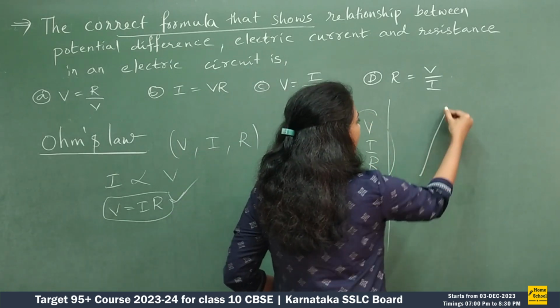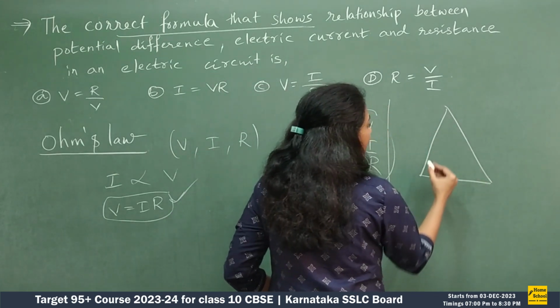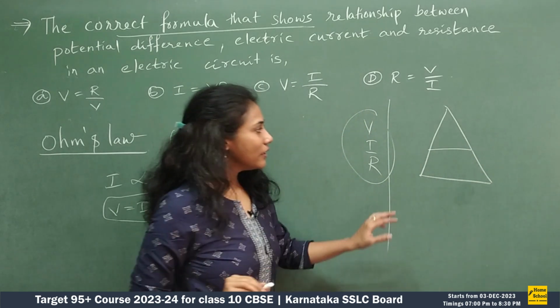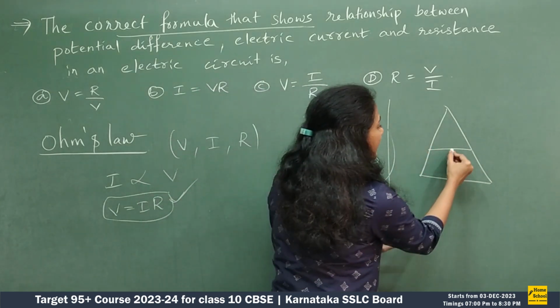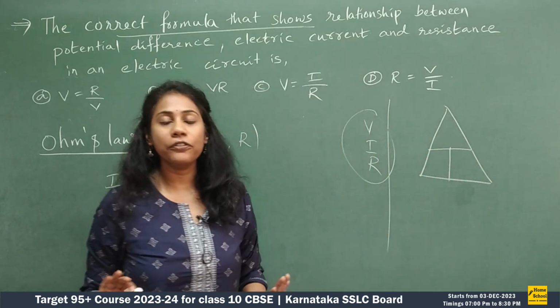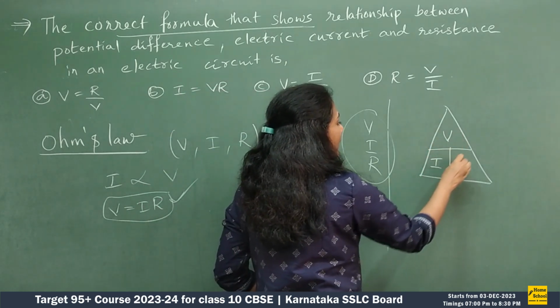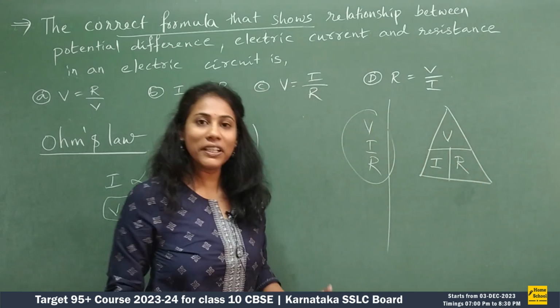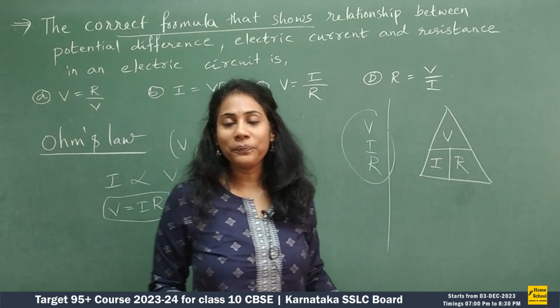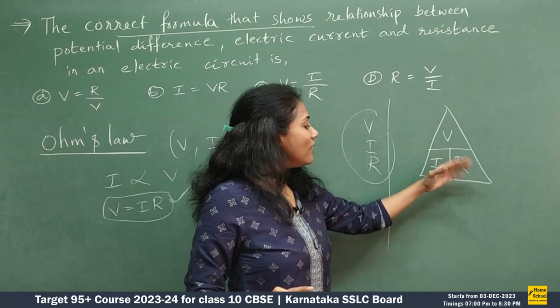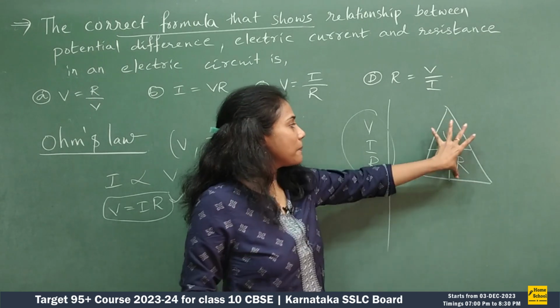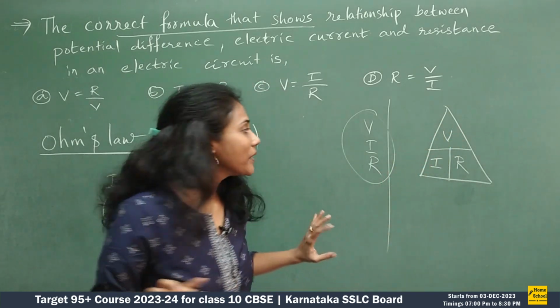Put a triangle, divide it into half, and again divide one part into one more half. Write V here, I here and R here. This is what you need to do. And now see how I will write the different formulas based on this triangle diagram.